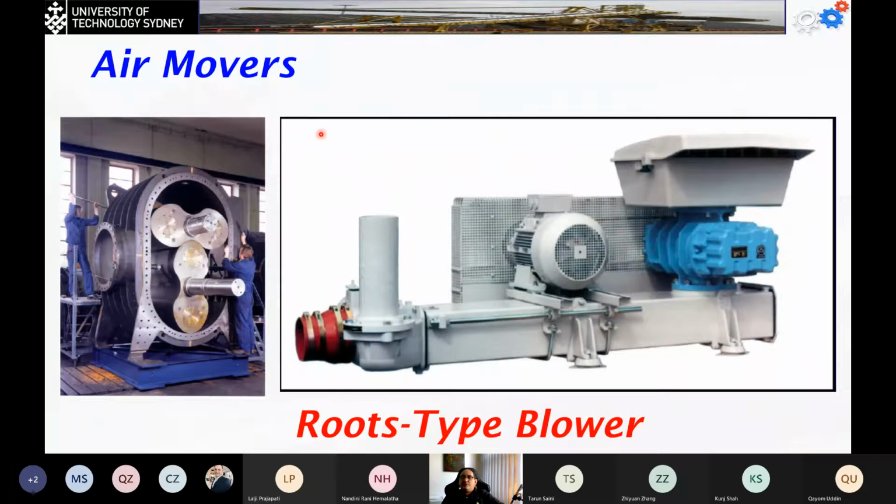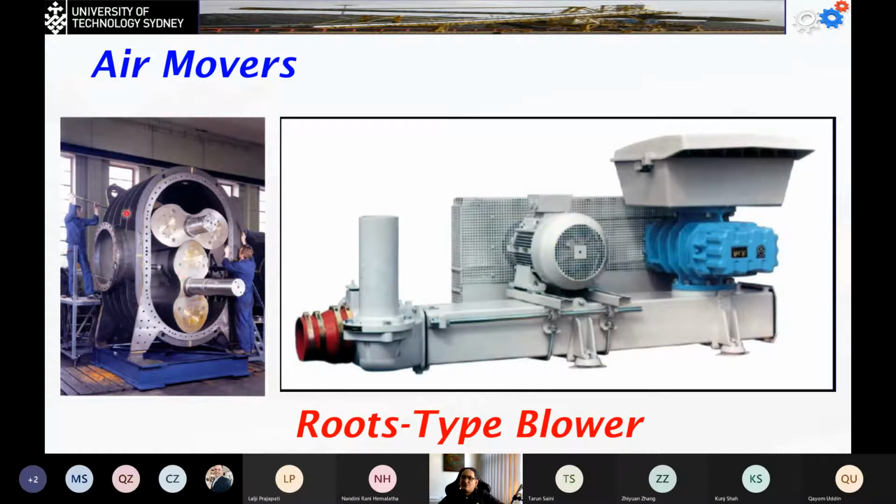Now, another type of mover is the roots type blower. These are very complicated and very highly sensitive equipment. You can see that we are going to have two gears inside, and they're going to have very high tolerances between them. So when they move at very high speed, they're going to generate higher pressure. Now, you can see the size of this type, and this will only make air pressure. It's not for liquids.